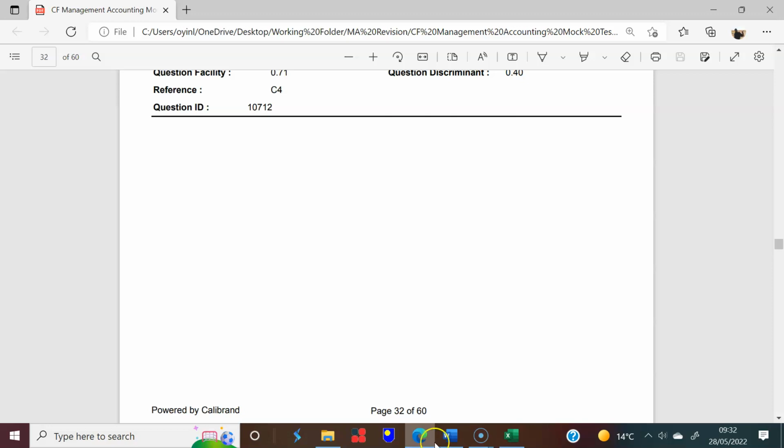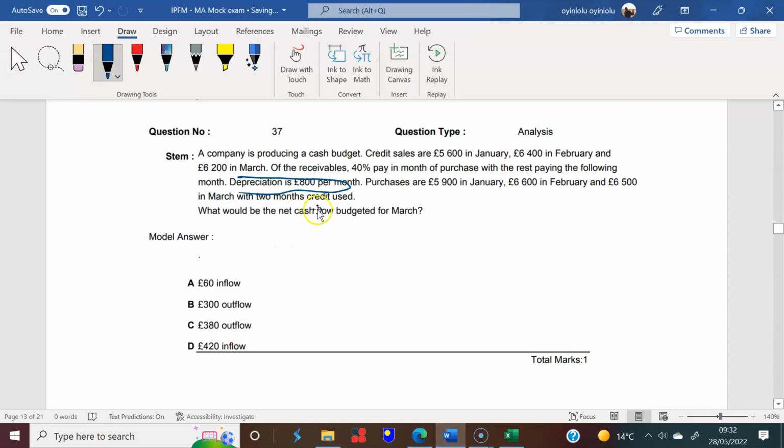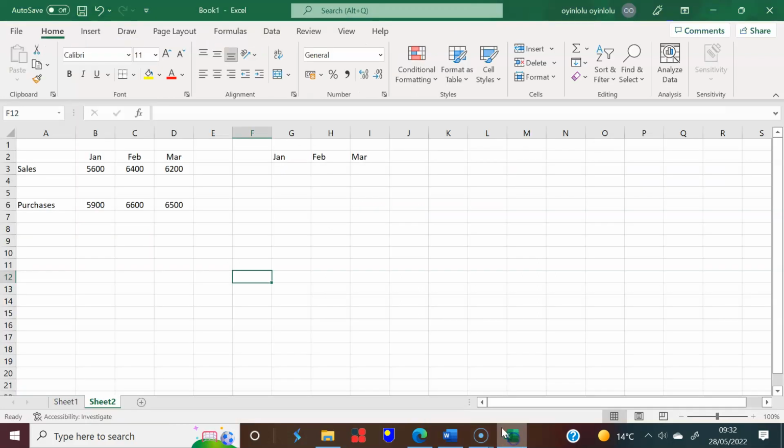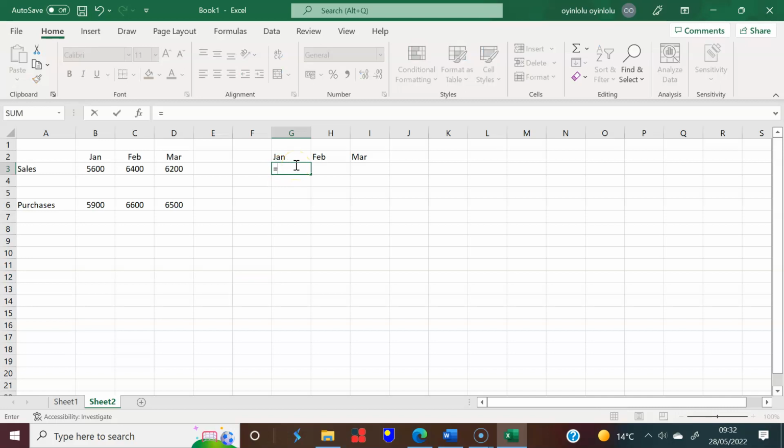Here's the plan. It says that of what you've sold, you're going to get 40% in the month of the sale and the rest being paid in the following month. So let's do that. In January, I'm going to get 40% of what we sold in January on credit.